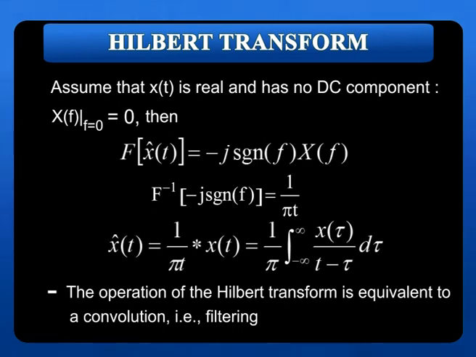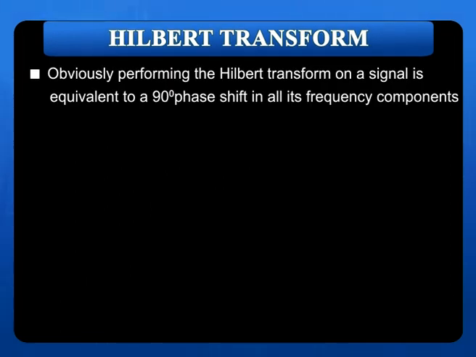So, I will read this again. F of x cap of t is equal to minus j signum of f X of f. This is one way of getting it. The second is that x cap of t can be obtained by convolving 1 by pi t with x of t. That will be equal to 1 by pi integral from minus infinity to plus infinity x of tau by t minus tau d tau. Performing the Hilbert transform on a signal is equal to a 90 degrees phase shift in all its frequency components.